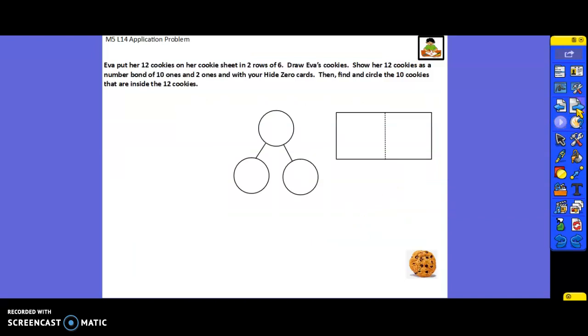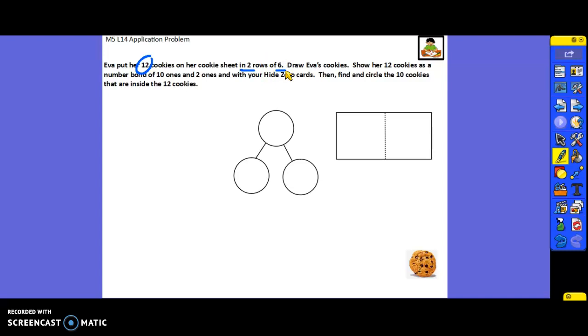Now today our problem set is about Eva. Ooh, Eva and her cookies. Are you ready to read our problem and be problem solvers? Okay. Eva put her 12 cookies on her cookie sheet. Ooh, I heard that important number 12. Let's circle that. Eva put her 12 cookies on her cookie sheet in 2 rows of 6. Ooh, 2 rows of 6. That's very important. Let's draw Eva's cookies.